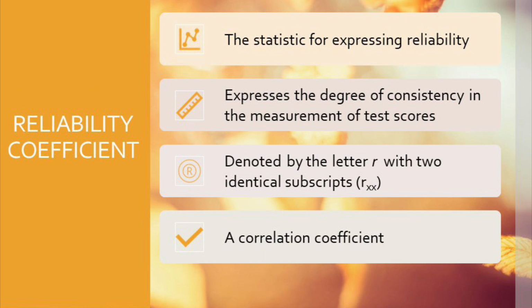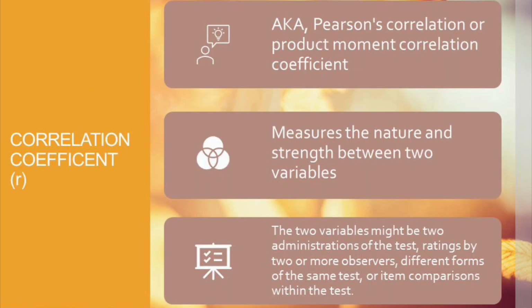The reliability coefficient is a way of confirming how accurate a test or measure is by giving it to the same person more than once and then determining if there's a correlation. So it expresses the degree of consistency in the measurement of test scores. And you'll see on the screen here that it's denoted by the letter R with those 2 identical subscripts. Remember that the correlation is the strength of the relationship and similarity between the 2 scores. The correlation coefficient, which is often referred to as Pearson's correlation or product moment correlation coefficient.